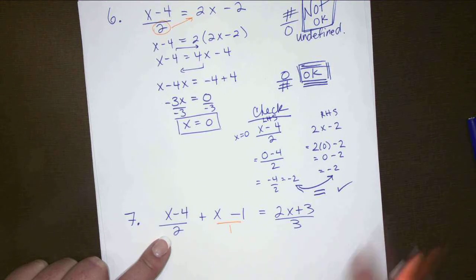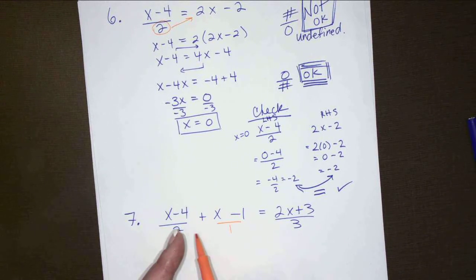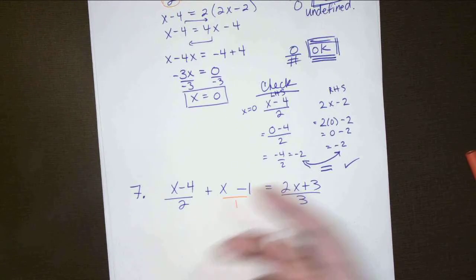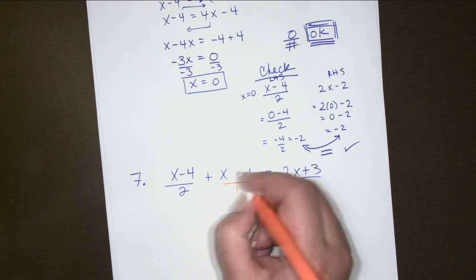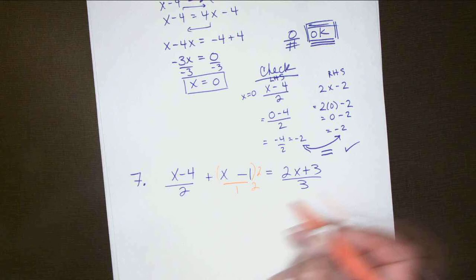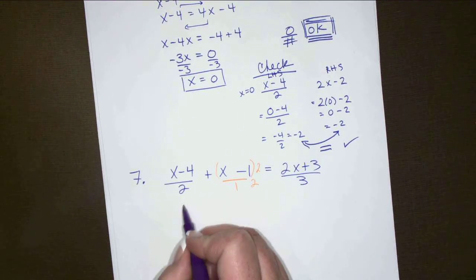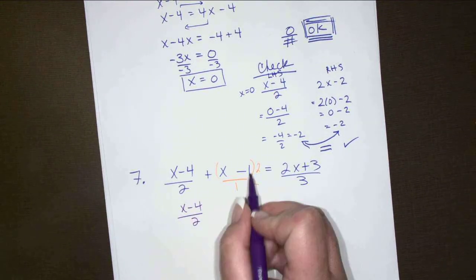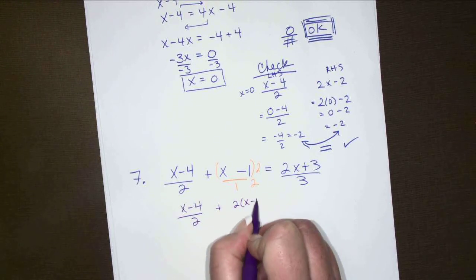So you could leave it how it is, make that into a fraction, and then multiply this by 2 over 2 to make a common denominator. Add those two together, then you have a fraction equals a fraction. Is one way better than the other? No, because you cross-multiply after that and there won't be any fractions. So it doesn't matter if there's one on each side or one and a single number. We'll just leave it like this and multiply this by 2 over 2. So this would be x minus 4 over 2, and this will be 2 times x minus 1 over 2.